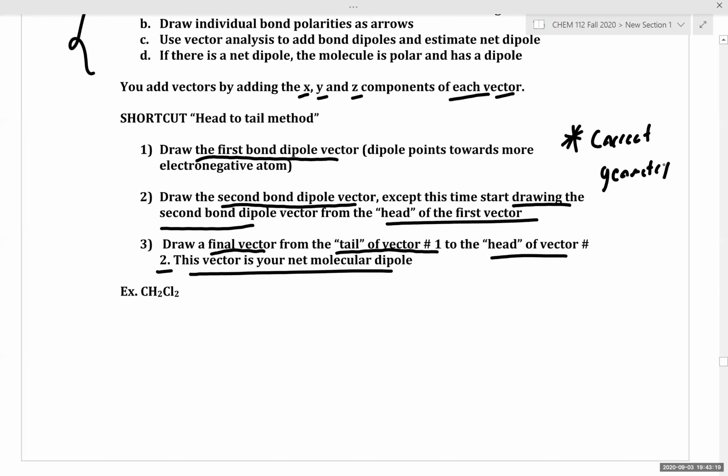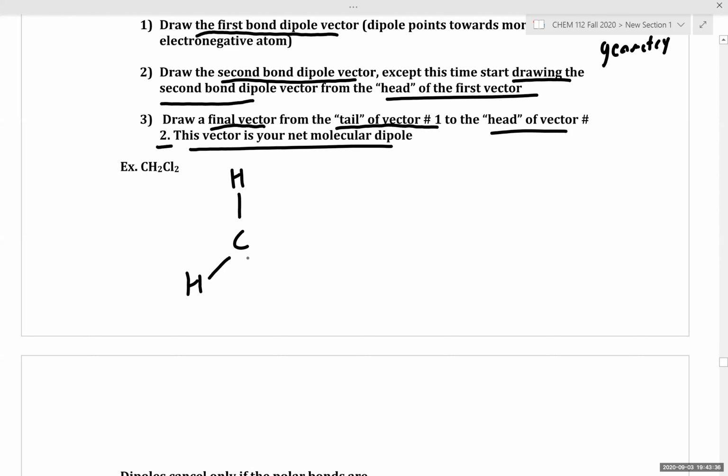Now, this may seem complicated at first, but in practice, it's quite straightforward. So dichloromethane, CH2Cl2, looks a little bit like this. Let me make this a little bit easier to interpret.